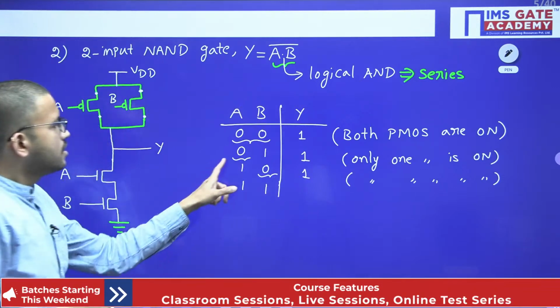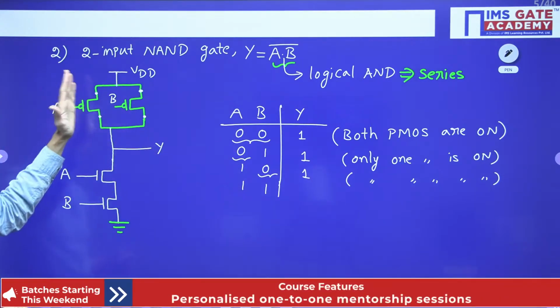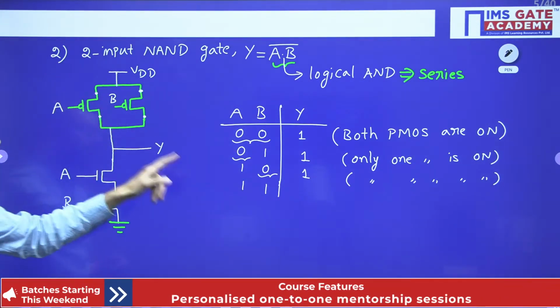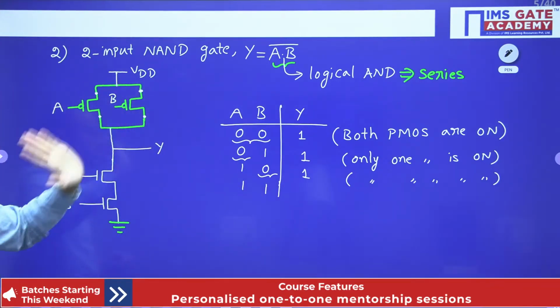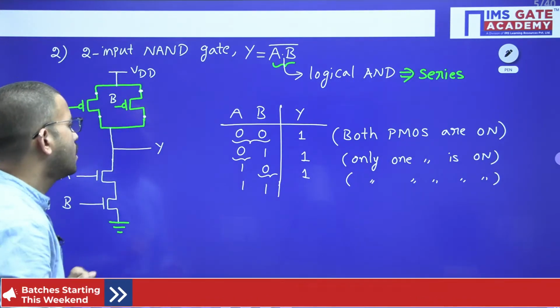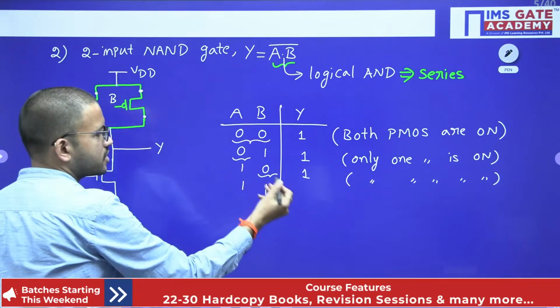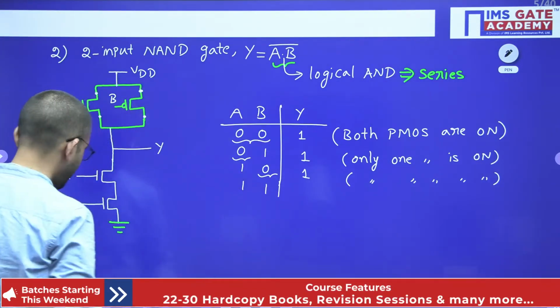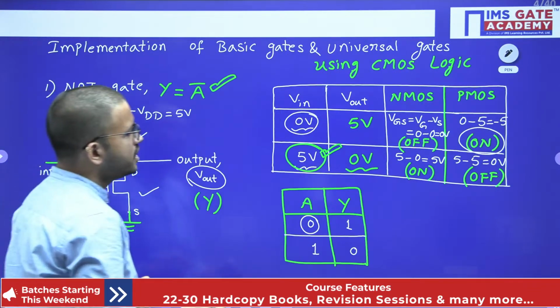In this input combination, this transistor is on. In this input combination, this transistor is on. Now just observe the last combination, where both the inputs are 1. Before that, just observe.